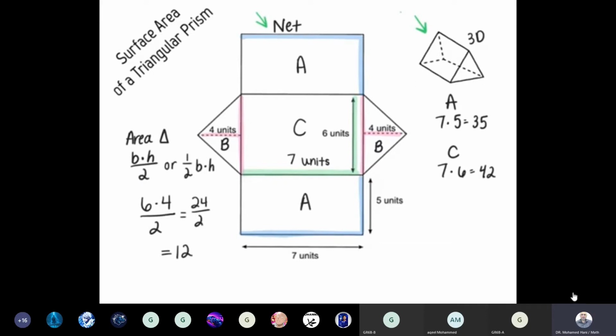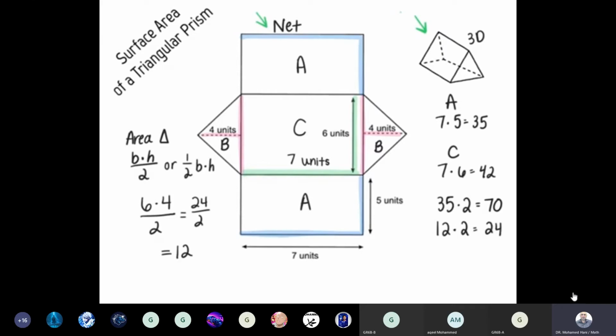Now the last step is going to be doubling the answers for rectangle A and the answers for triangle B, because those both have 2 that are the same size. So we need 2 measurements for those. So the first thing I'm going to do is 35 times 2, and that's 70. And then I'm going to go over to triangle B, and my answer is 12. So I'm going to multiply it by 2 and get 24.